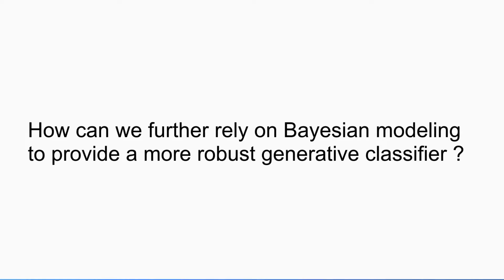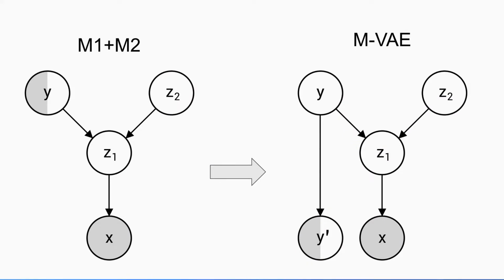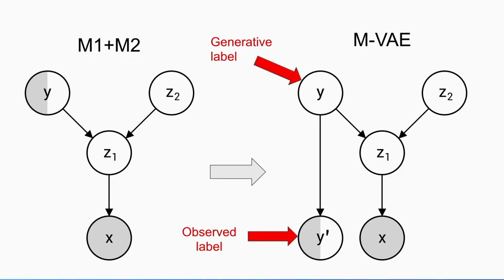So what we wanted to do was to use the strength of Bayesian modeling to integrate our knowledge about the fact that there can be errors in the labeling process within our model. So we looked at the generative model of the M1 plus M2 model, and we said, okay, here the observed label and the label that generated the data are the same. If you suppose that there is an error process between the true label and the observed label, this is not modeled here. So we built a model, the MVAE, that stands for mislabeled variational autoencoder, where the generative label that generates the data and the observed label are different nodes. And the observed label is actually a random variable that's parameterized by the generative label.